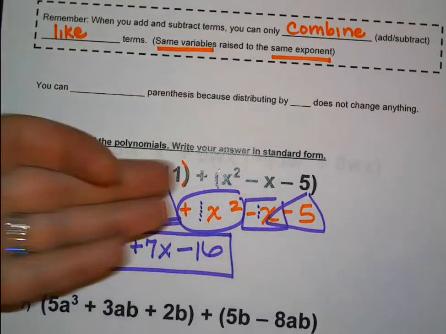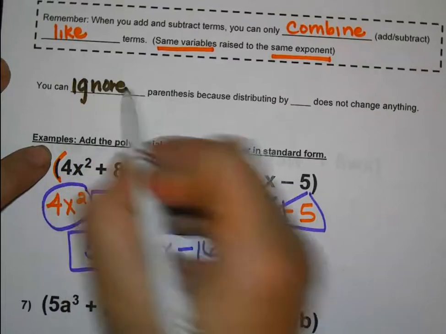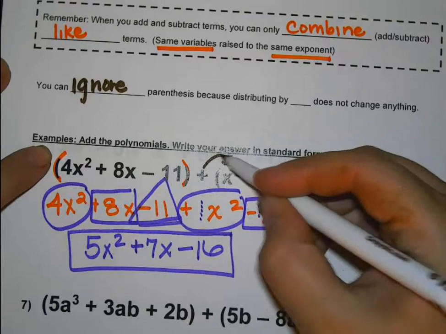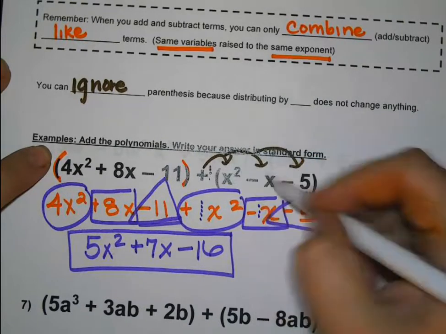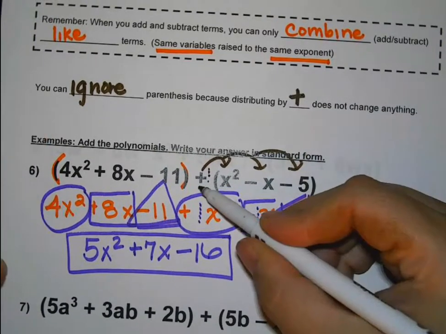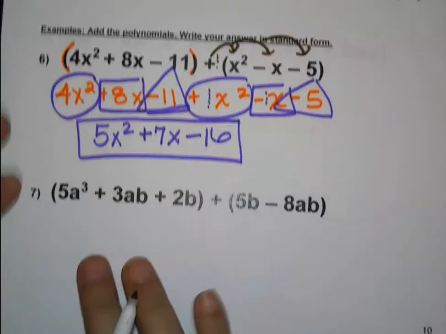So when we're adding polynomials, you can ignore the parentheses because there's nothing to distribute here. Distributing a positive doesn't do anything. So having the plus sign there does not change anything. Okay, so let's try another one.